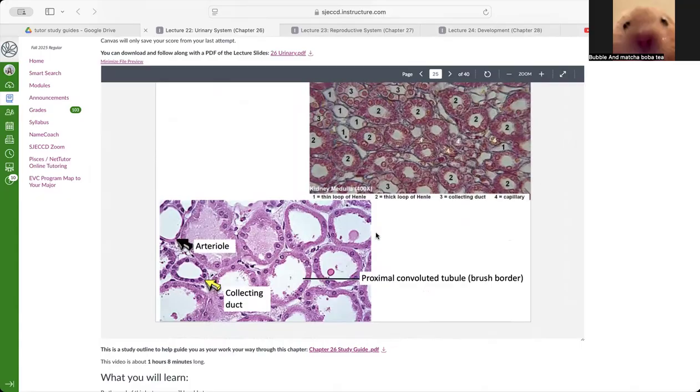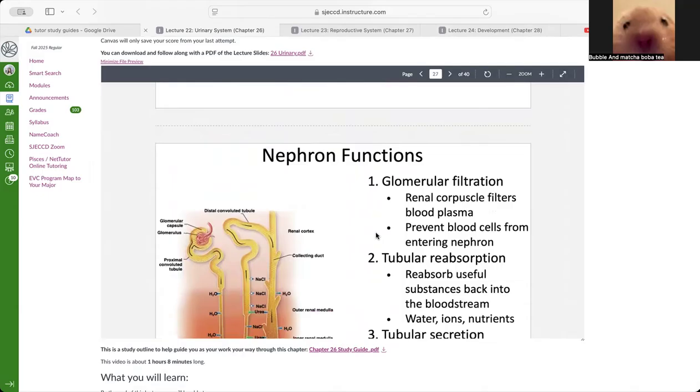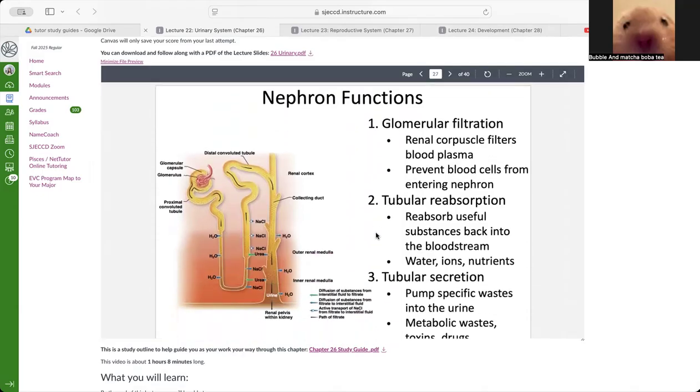So glomerular filtration. The renal corpuscle filters blood plasma, and it protects along the renal corpuscle to prevent blood cells from entering the nephron. Okay, let me explain this one. So the renal corpuscle, right? Glomerular filtration has a renal corpuscle that filters the blood plasma and prevents the blood cells from entering the nephron. So if you see blood in urine, it means there's damage to the renal corpuscle of your nephrons.